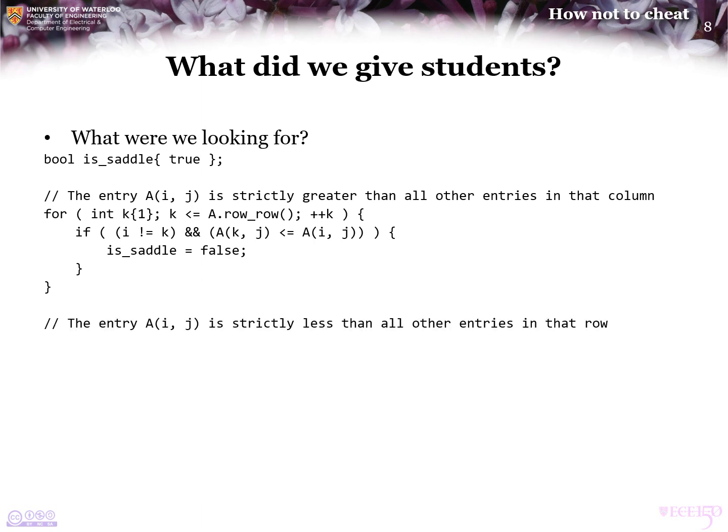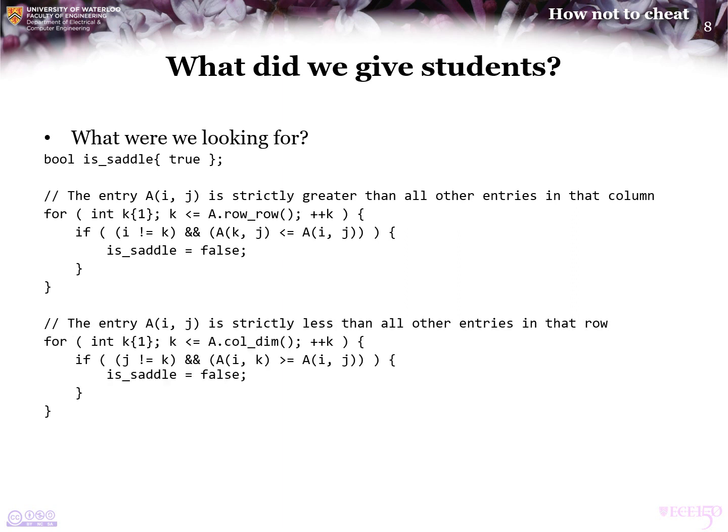Similarly, we must ensure that Aij is strictly less than all other entries in a particular row. So again, we check all other entries in that row to see if Aij is greater than or equal to that other entry, in which case, once again, we set isSaddle to false. Having compared the entry Aij to all other entries in the row and column in which it is contained, if isSaddle is still set to true, we return true.